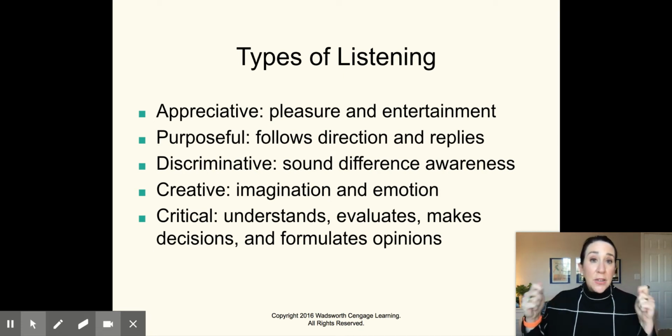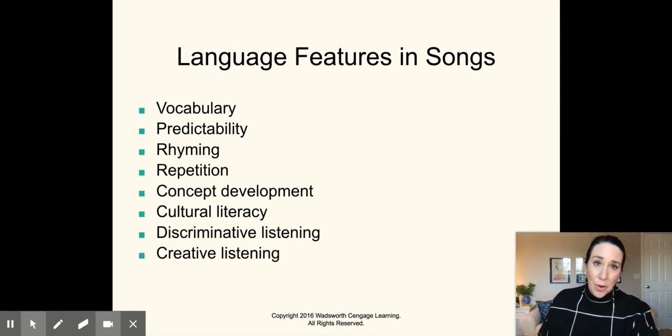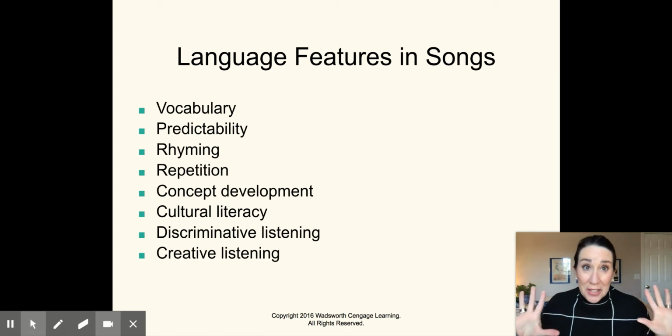Discriminative is listening to hear sound differences. Creative is listening and hearing and using your imagination and emotion. And then critical listening is listening, understanding, evaluating, making decisions, and formulating opinions. So those are a bunch of types of listening that you need to do. All right. So let's talk about music again, songs.